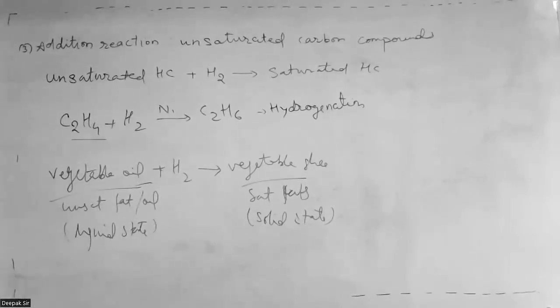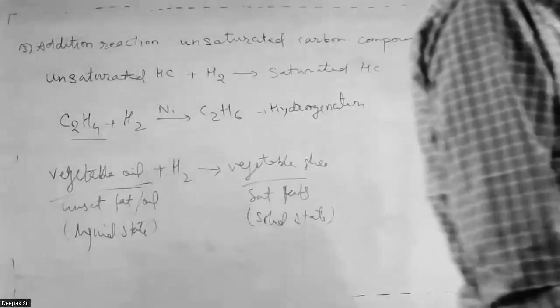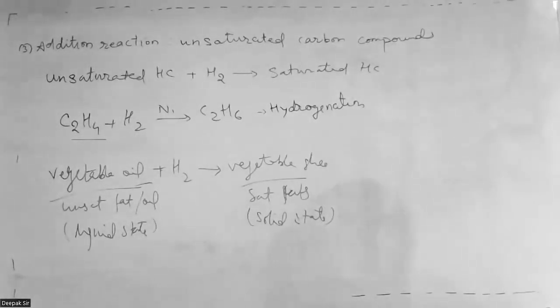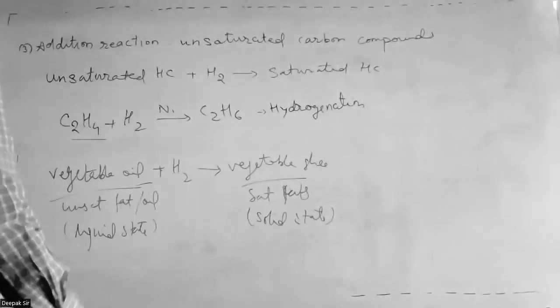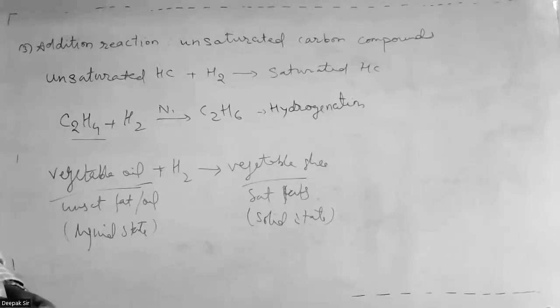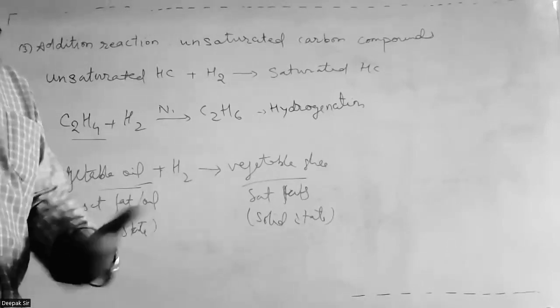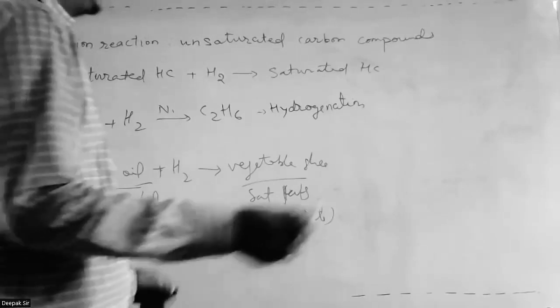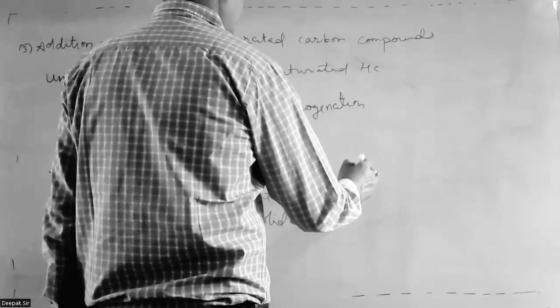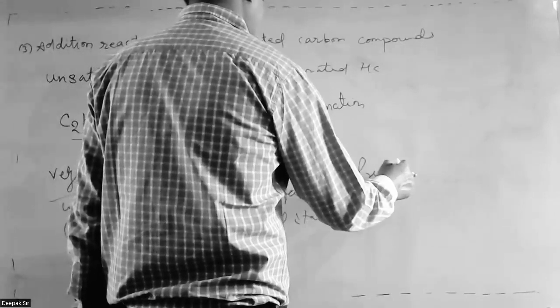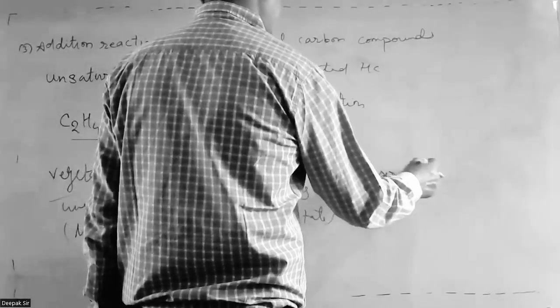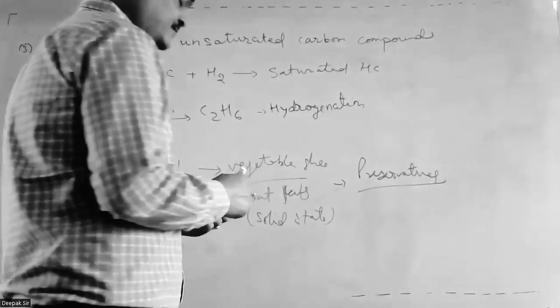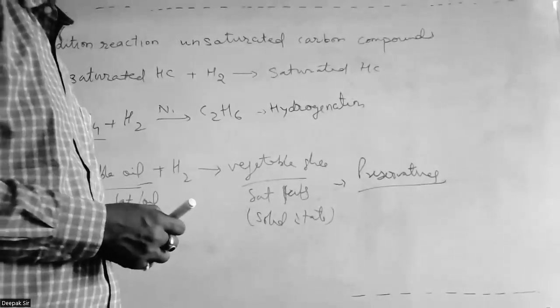But there is one disadvantage also. What disadvantage does it have? These vegetable ghee have a small shelf life. They cannot exist for a longer period. So to increase their shelf life, what do we do? We add preservatives in them, which increase their shelf life.